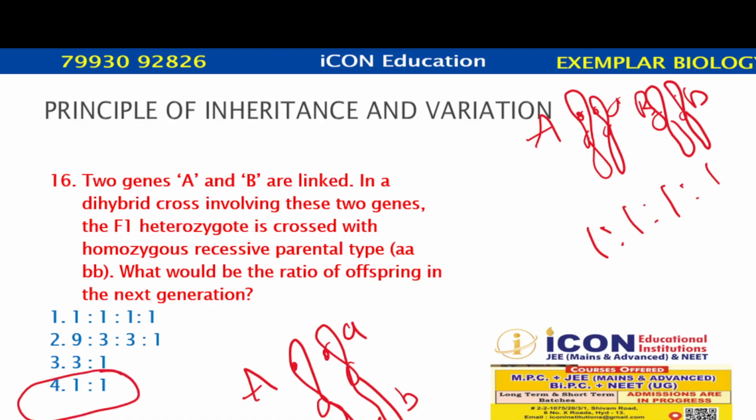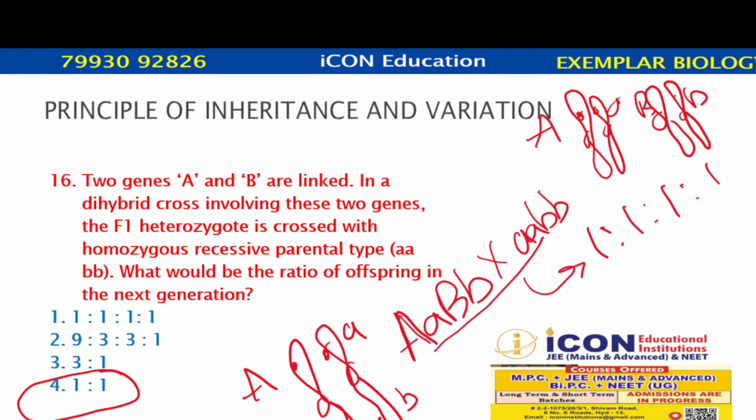Linked, in a dihybrid cross involving these two genes, F1 heterozygote crossed with homozygous recessive. Here the cross is capital A, small a, capital B, small b crossed with small a, small a, small b, small b. If it is Mendel, you may get this kind of ratio, because Mendel selected two characters on different homologous pairs of chromosomes. But now they said they are linked, that's why I selected that we get only two varieties, 1:1, because both the characters are linked.